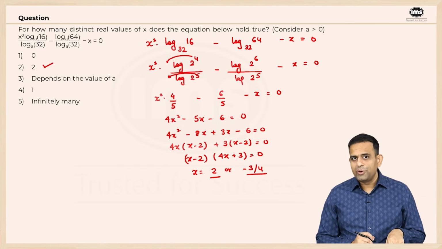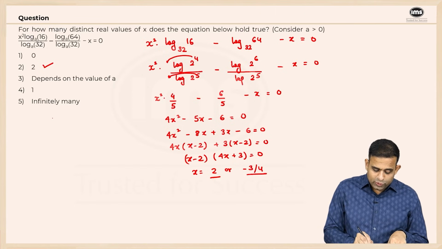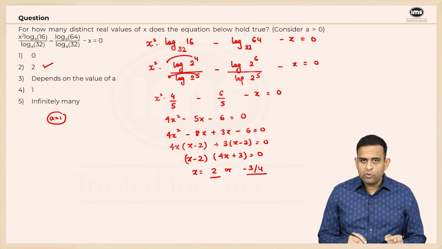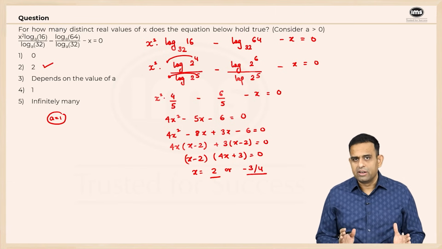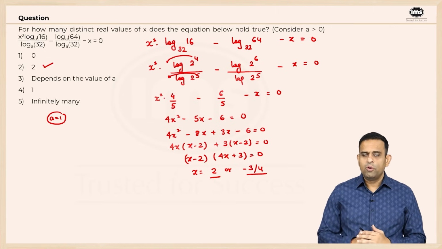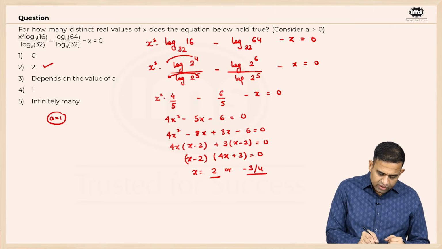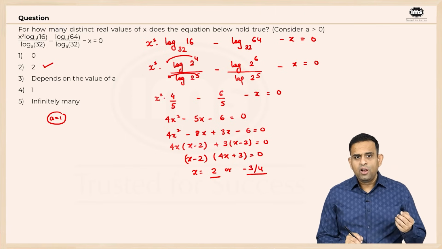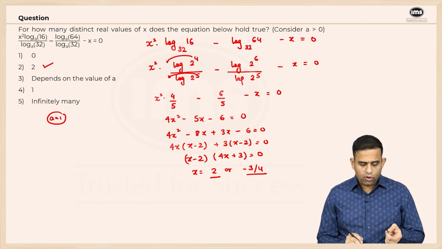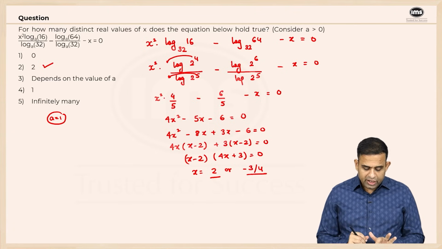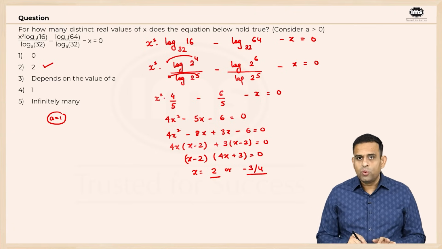Now what is going to happen if the value of a becomes equal to 1? If the value of a becomes equal to 1, log of something where the base is equal to 1 is not defined. So the base of log cannot be equal to 1 here. In that context, the expression which we have tried to evaluate, log 16 base a upon log 32 base a, is going to become undefined. And that is why the right answer for this question would be that it depends on the value of a.